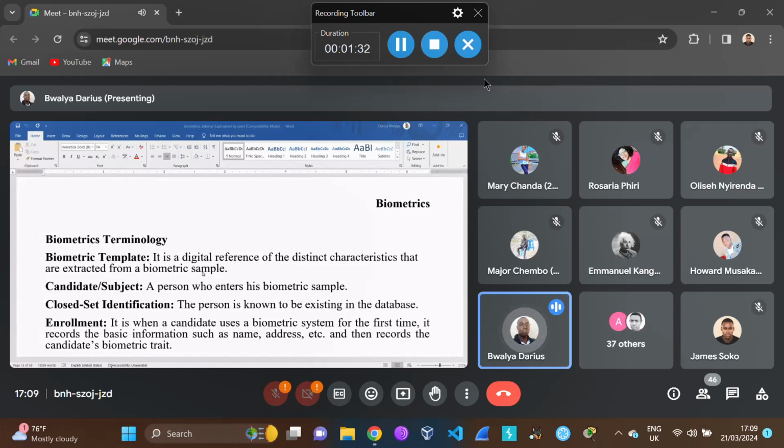So we said the biometric template is a digital reference of the distinct characteristics that are extracted from a biometric sample. Now look at that. So a biometric template is a digital reference of the distinct characteristics that are extracted from a biometric sample. So now look at this. You need to be very careful, because this biometric template, it's not coming from what?